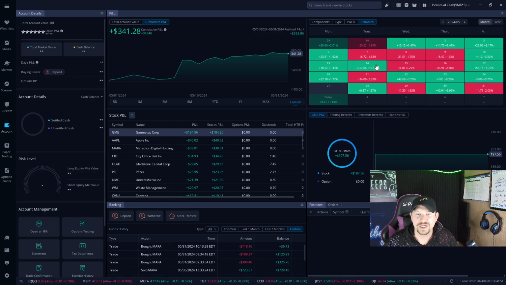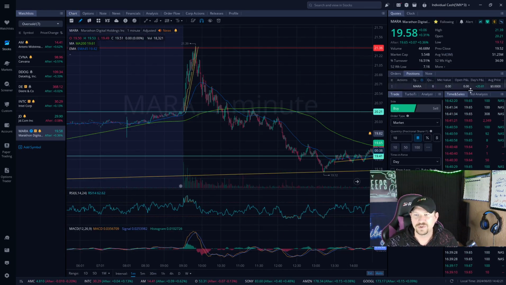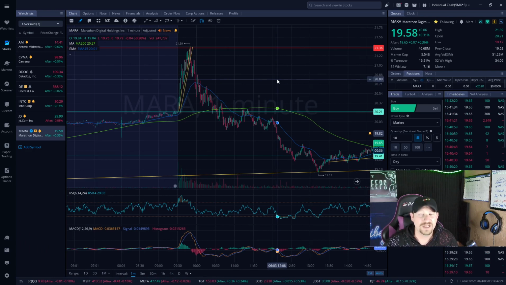$217. That was a really nice day at 16%. 55, 27, 42, 9. Had a little loss here at 34. Recovered it the next day at 42. Another 40. Loss of 14 on Friday. And then a gain of 8 today. Made a bad trade with GME, but made a good trade with Mara. So made $20 today on Mara. You guys can see that right here, $20.81, and made a bad trade.